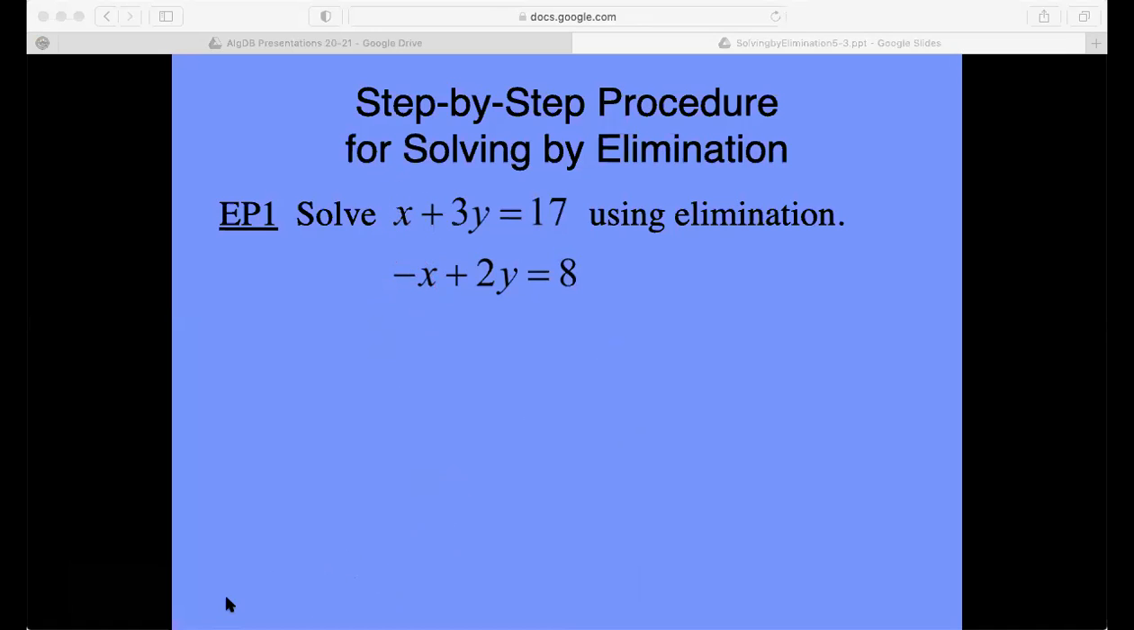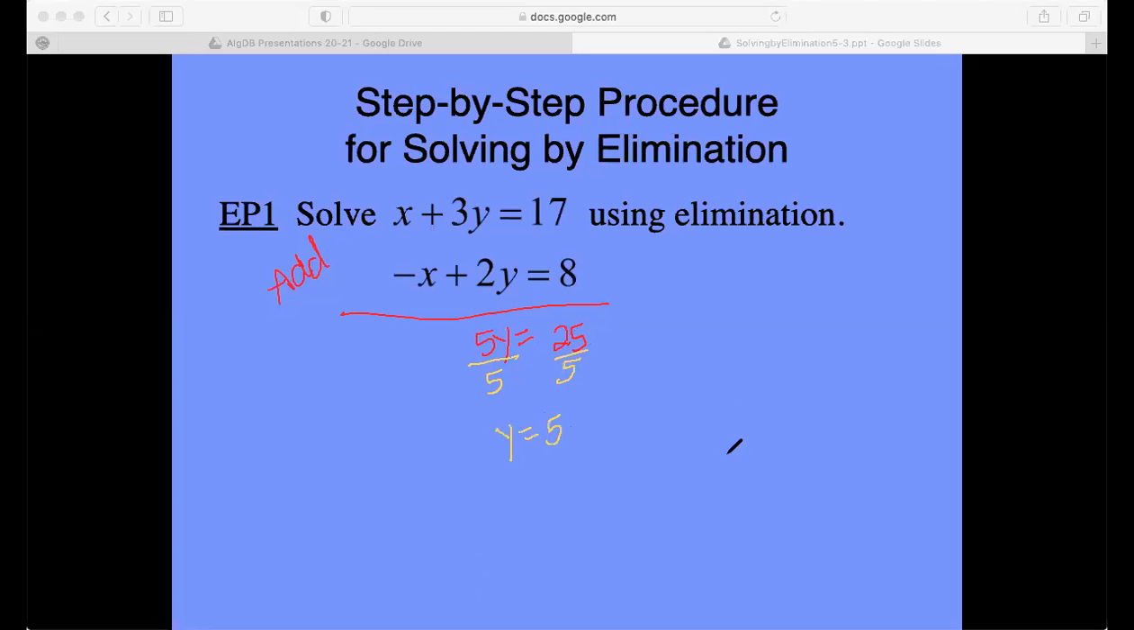So if I add these two equations together, and it's important we understand that we're adding here, x plus -x would be 0. 3y plus 2y is 5y. And 17 plus 8 is 25. So I now have step 3, which is solve the resulting equation. So I now just have an equation. I need to solve for y. I'm going to divide both sides by 5. And I get that y is equal to 5.